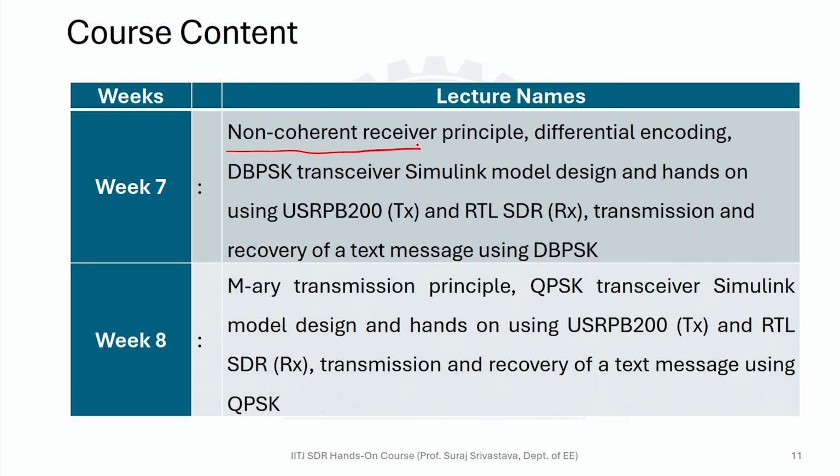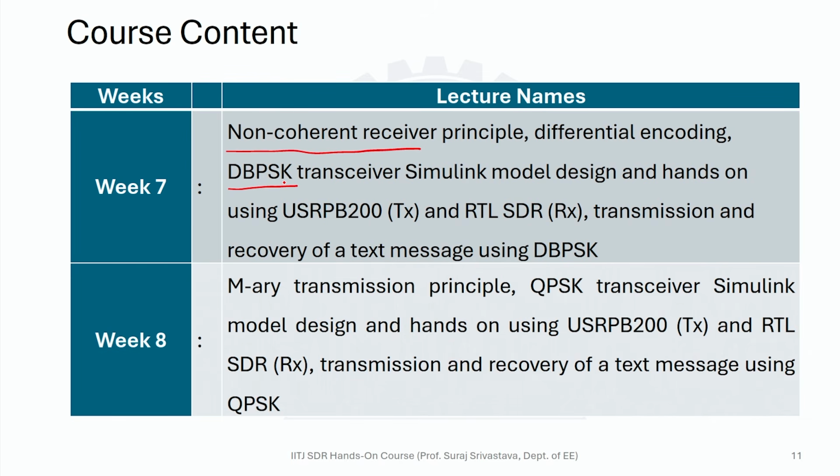So we'll see the non-coherent receiver principle, and we'll take an example of differential binary phase shift keying, which in short we call DBPSK, which is a combination of differential encoding followed by binary phase shift keying. And here you will see that this modulation scheme DBPSK is robust towards phase and frequency offset to a large extent. And again, we'll do the hands-on.